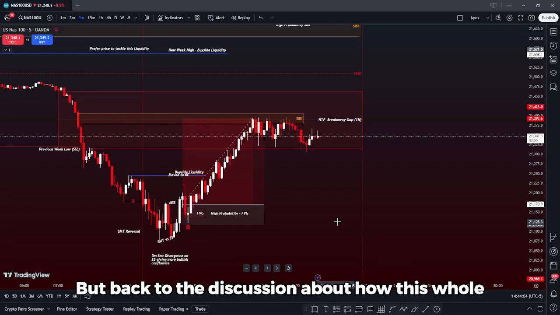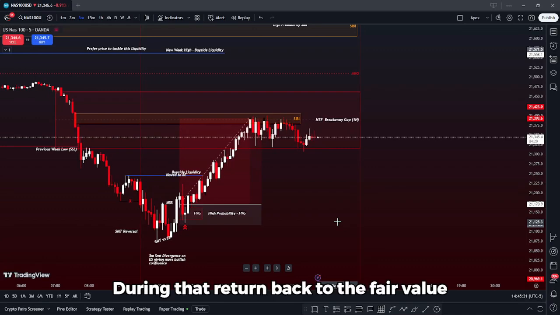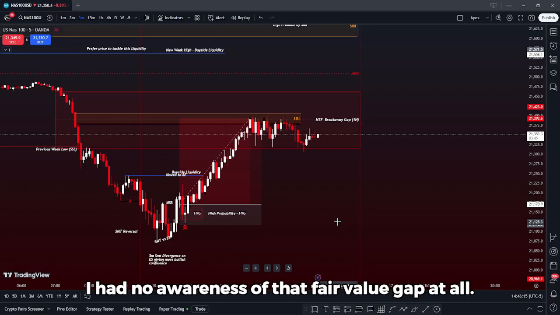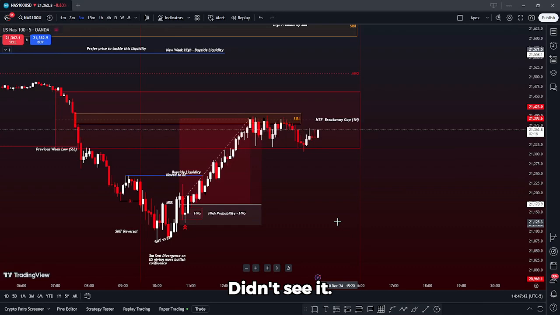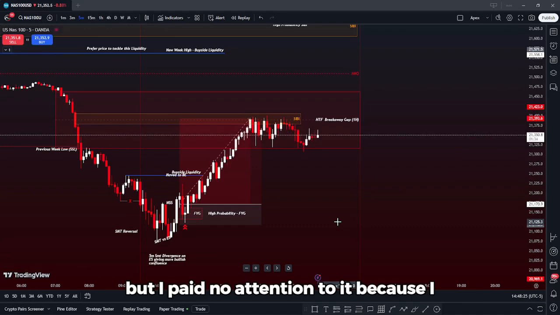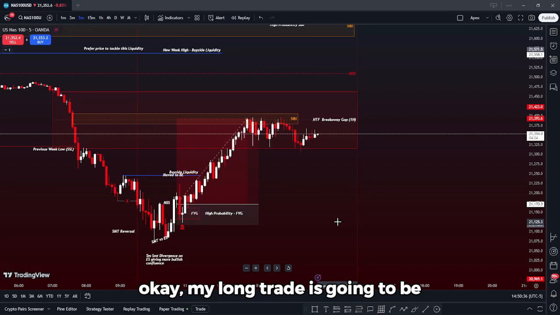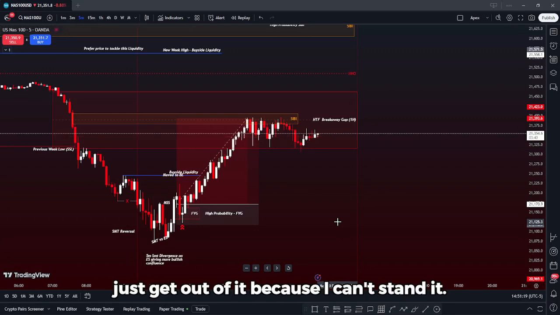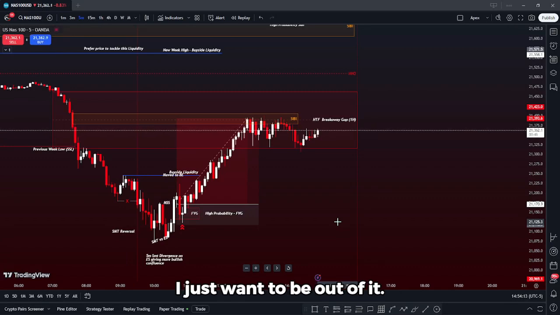But back to the discussion about how this whole model evolved. During that return back to the fair value gap, I had no awareness of that fair value gap at all. It didn't even stand out in the chart. I had no idea what it was. It was always in the charts, but I paid no attention to it because I didn't understand it. But as it went back up into that fair value gap, I'm thinking, okay, my long trade's going to get me back to a point where I can just get out of it because I can't stand it. I'm completely mentally, physically and emotionally fatigued now. I don't have any stamina to be in the market anymore. Not long, not short, nothing. I just want to be out of it.